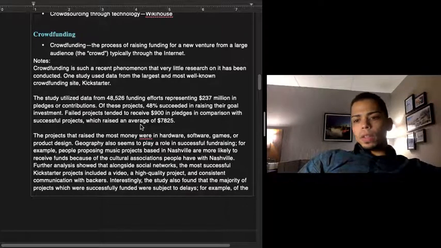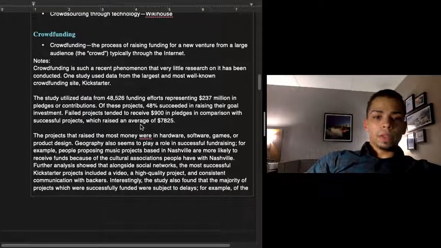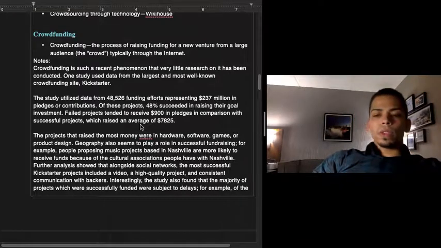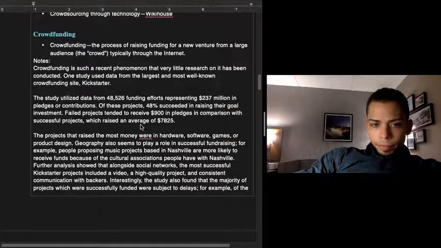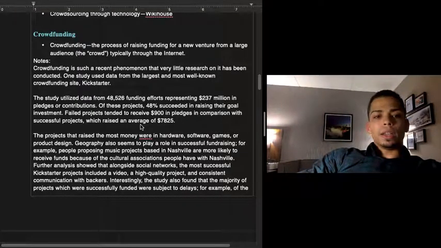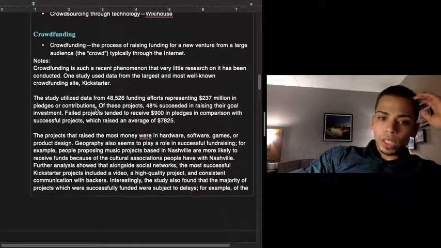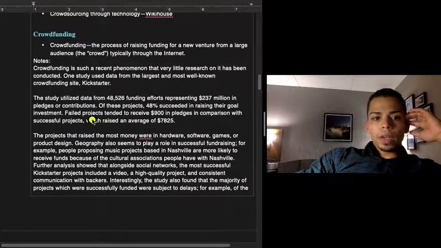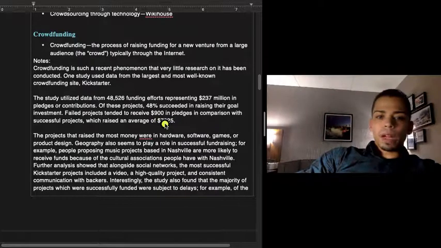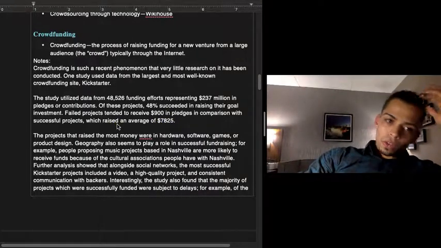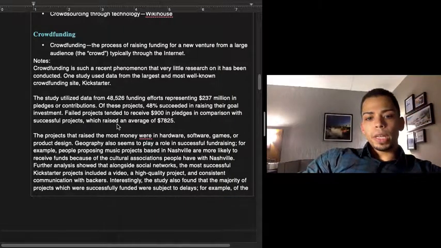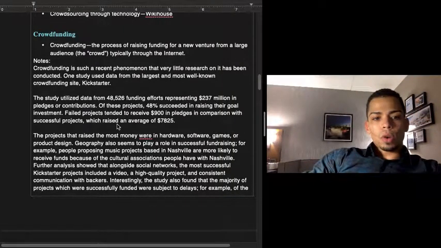Very little is known about this, since this is a fairly recent development, but we do have Kickstarter, which is a platform that has created many opportunities and has compiled a lot of data from 48,526 funding efforts representing $237 million in pledges and contributions. We know that failed projects only generated $900 in comparison with the successful projects, who raised on average about $7,825. So the projects that raised most of their money were in hardware, software, games, or product design.